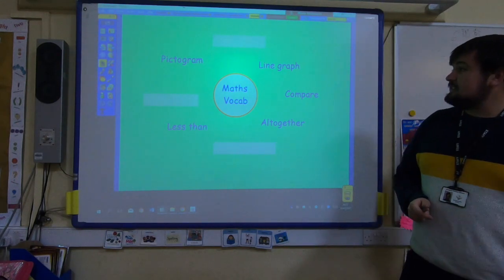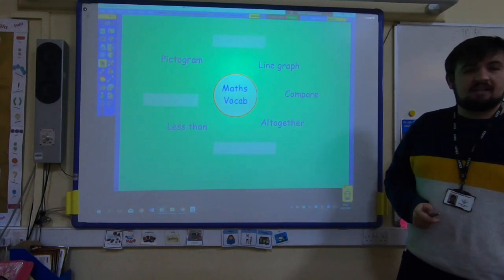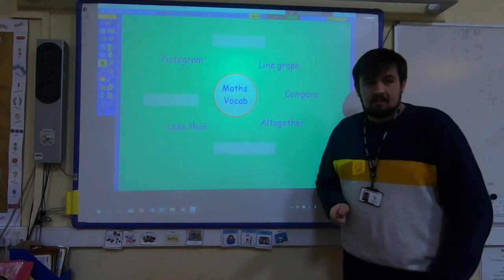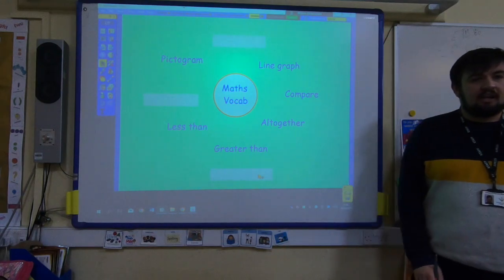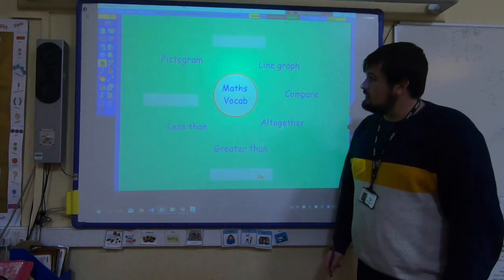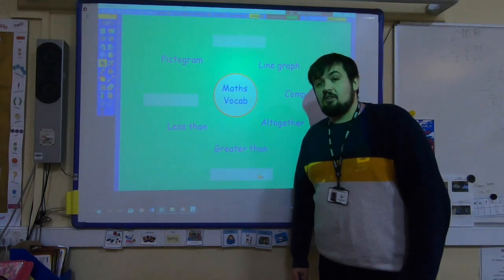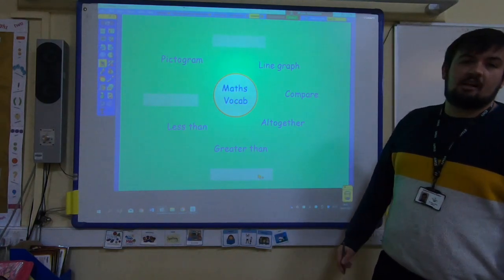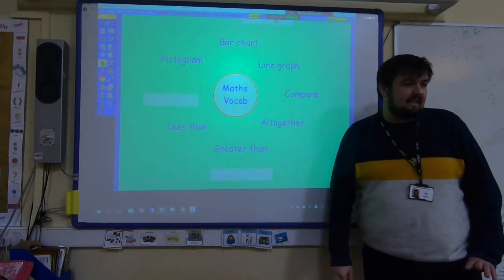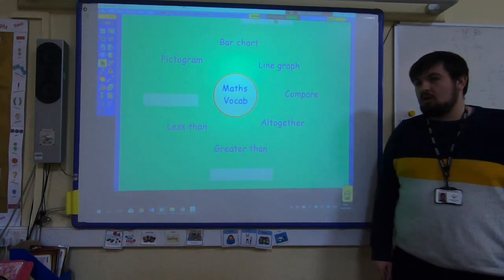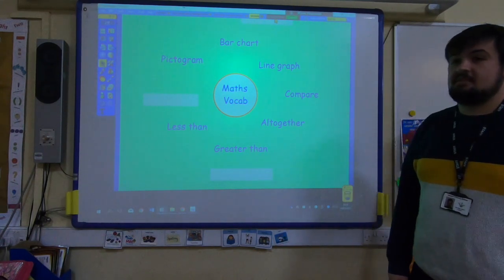Lily, give me a word. Greater than. Where's that one? It's beneath less than, right at the bottom. Yeah, good girl. Well done. Freya? Is it bar graph or something? Bar chart. Good. Where's bar chart? At the top. Nice. There's one more missing.